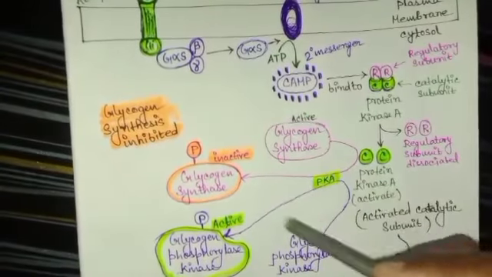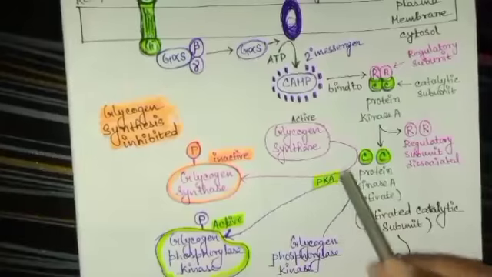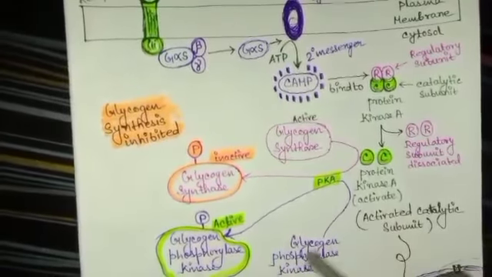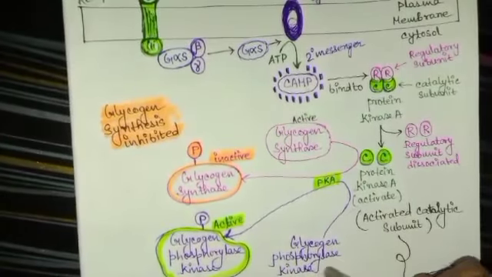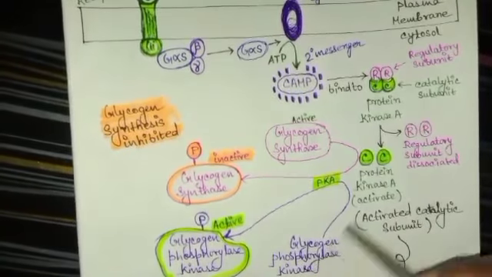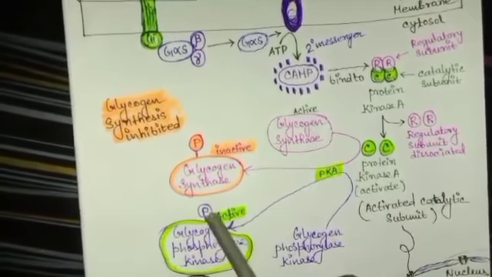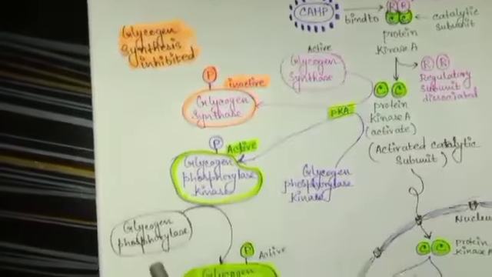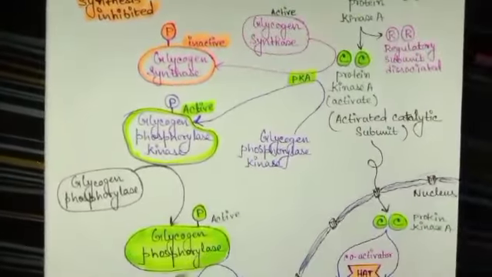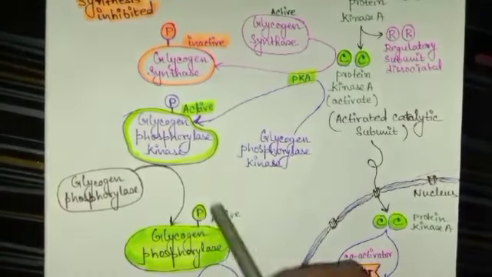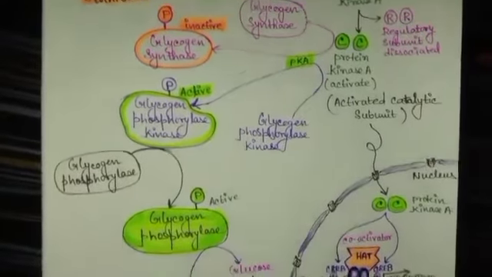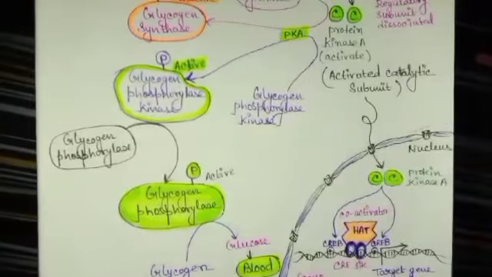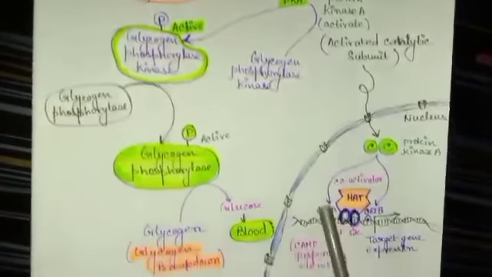On the other hand, protein kinase A converts inactive glycogen phosphorylase kinase to active glycogen phosphorylase kinase by adding a phosphate group. Then you can see that glycogen phosphorylase kinase activates glycogen phosphorylase by adding a phosphate group, and there glycogen breakdown occurs, which leads to a high glucose level in blood.